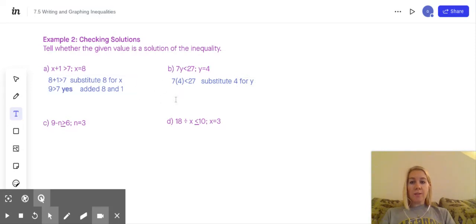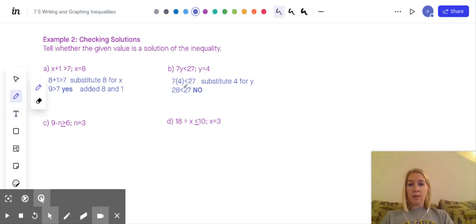Now let's multiply. I know 4 times 7 is 28. So 28 is less than 27. Is that true? Is 28 less than 27? No. So the answer is no. And I'm going to draw a line through my less than sign to show that's not true, because I know 27 is less than 28.